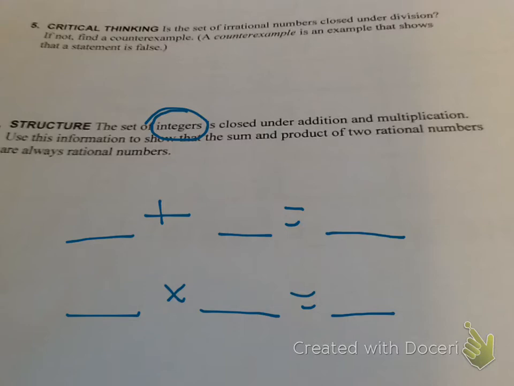So go ahead and write down your two examples that show that integers are closed under addition and multiplication.